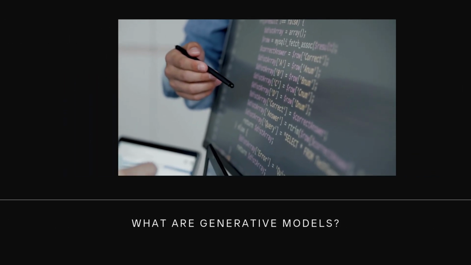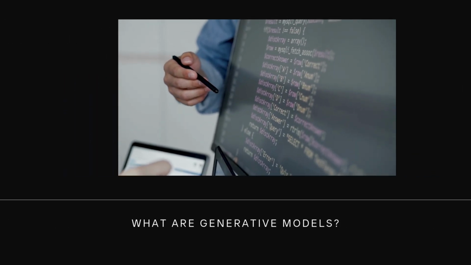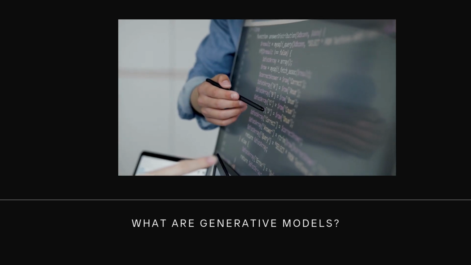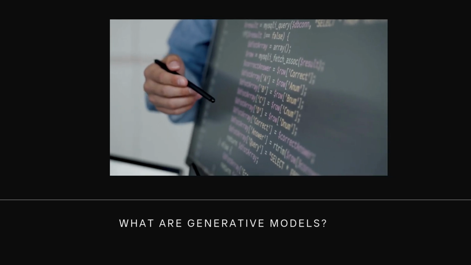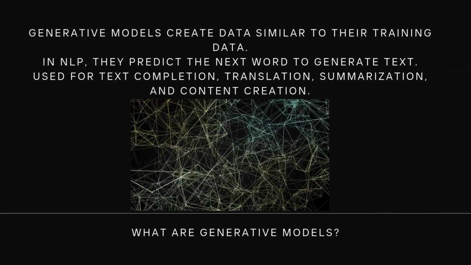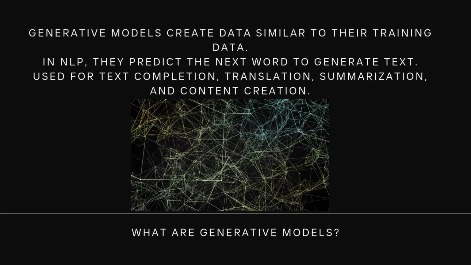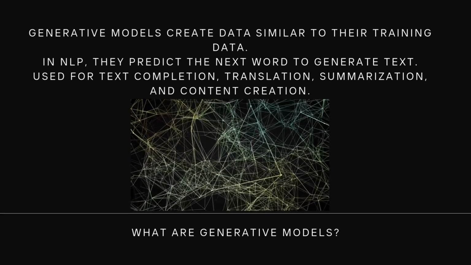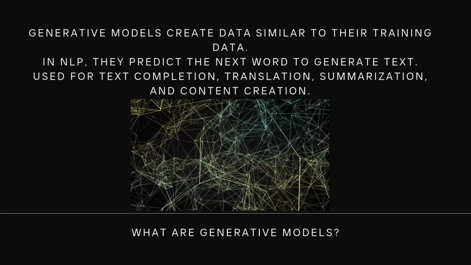Let's begin. What are generative models? Generative models are algorithms that generate new data samples that resemble the data they were trained on. In the context of natural language processing, NLP, these models produce text by predicting the next word in a sequence, allowing them to craft coherent and contextually relevant responses.